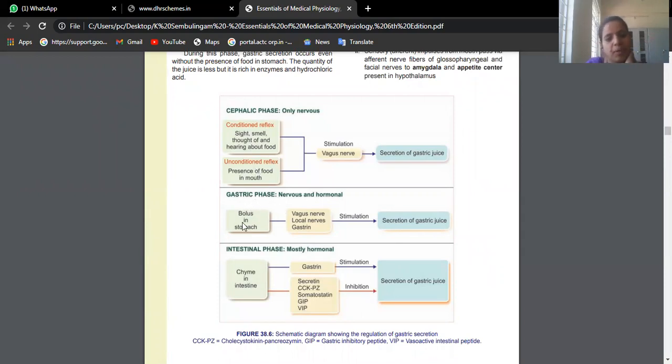In the stomach, through the esophagus into the stomach. So when the food is now entering into the stomach, again vagus nerve, local nerves, gastrin hormone, they cause release of gastric juice. Now, once the food is moving from the stomach into the intestine, do you think gastric juice is still required?